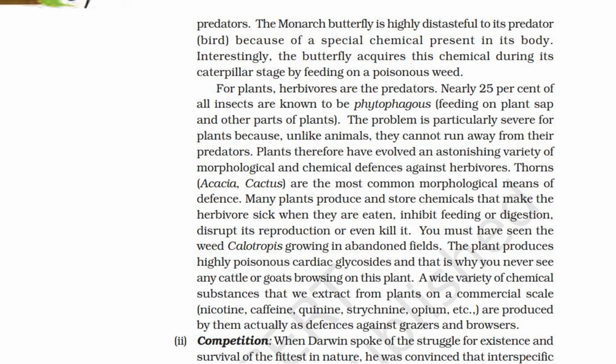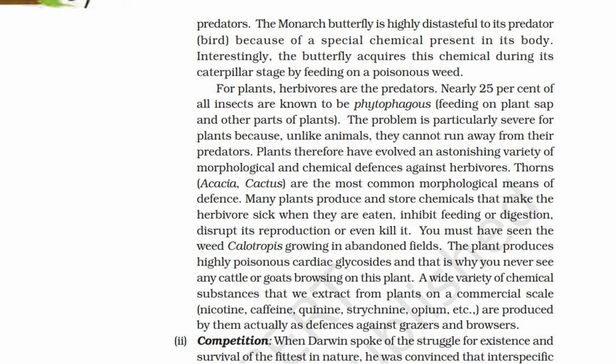You must have seen the weed Calotropis growing in abandoned fields. The plant produces highly poisonous cardiac glycosides, and that is why you never see any cattle or goats browsing on this plant. A wide variety of chemical substances that we extract from plants on a commercial scale, such as nicotine, caffeine, quinine, strychnine, opium, etc., are produced by them actually as defenses against grazers and browsers. 2. Competition.